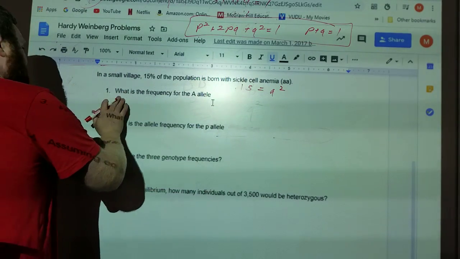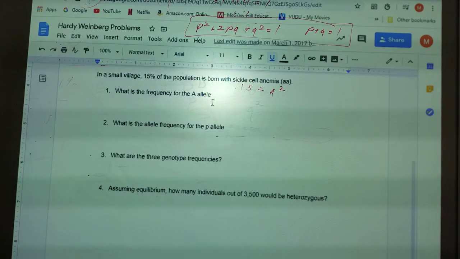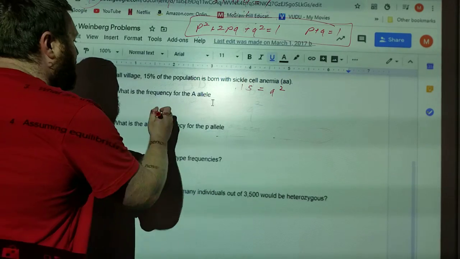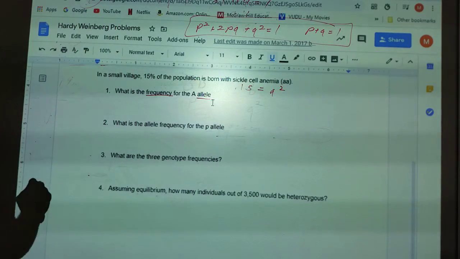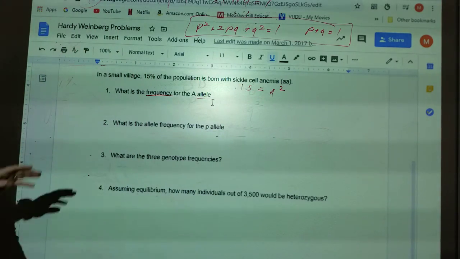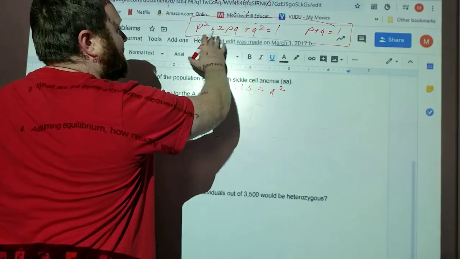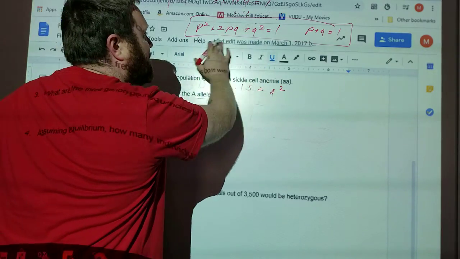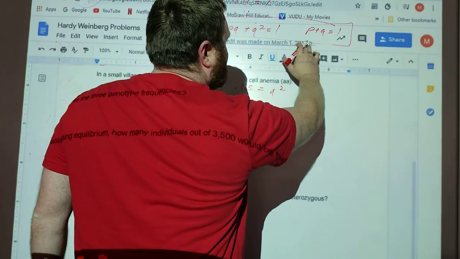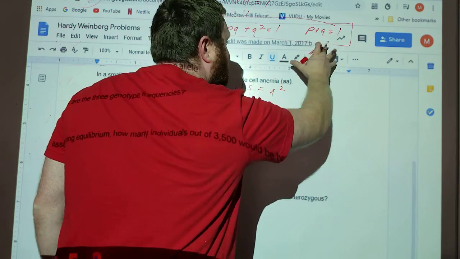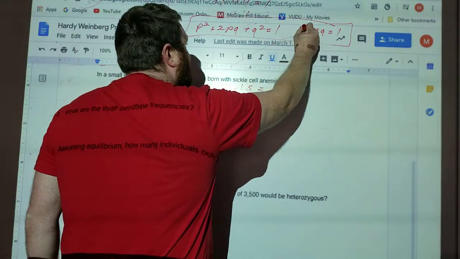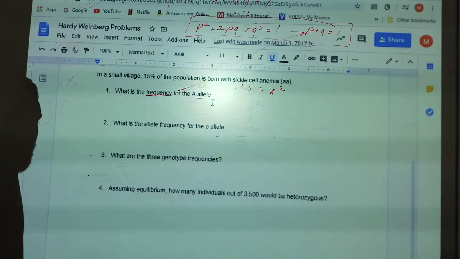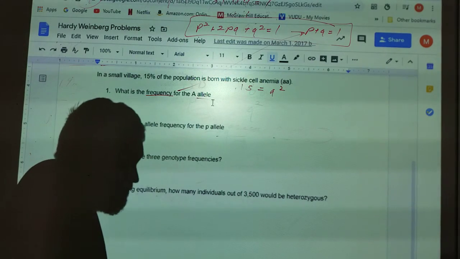Let's answer number one. It says, what is the frequency of the capital A allele? Notice that it used the term frequency and allele. If it says frequency and allele, which equation am I going to look at? Am I going to look at this one over here that has to do with population and individuals, or this one over here that has to do with the frequency of the allele? Well, it says frequency of the allele, so I'm going to use this one right here. And if you're not sure, that's the one we're going to use.